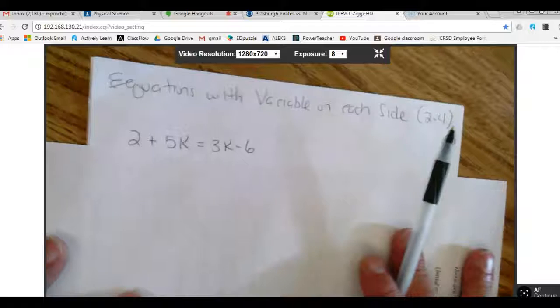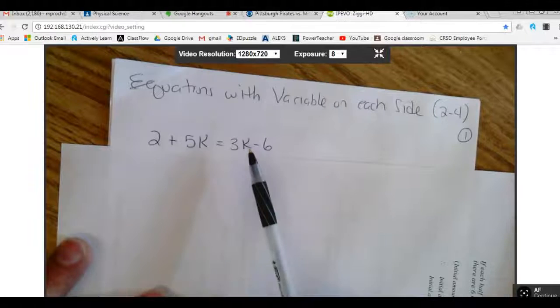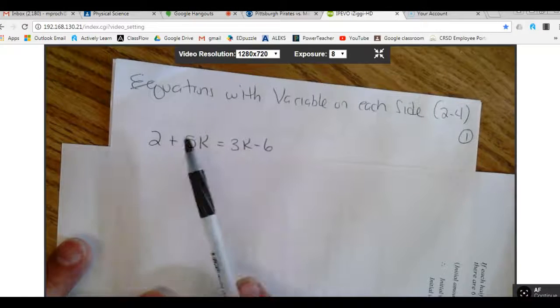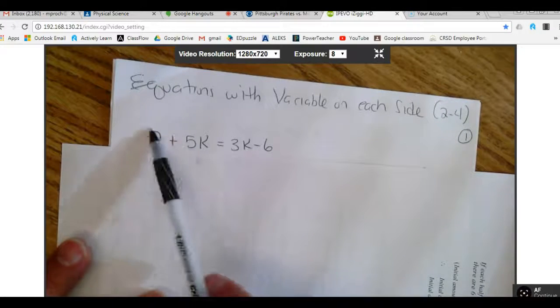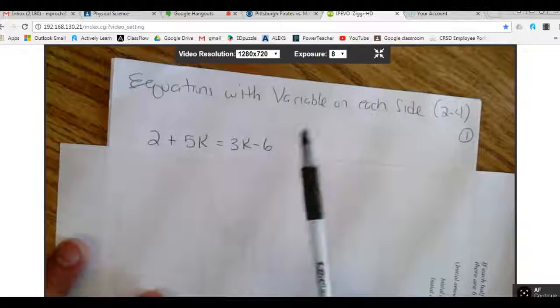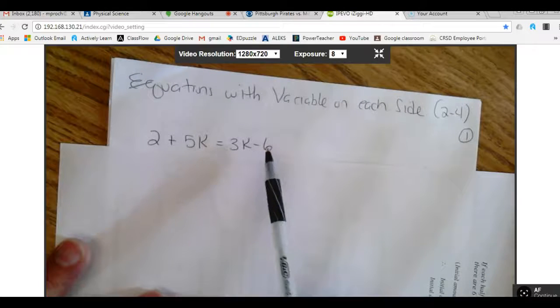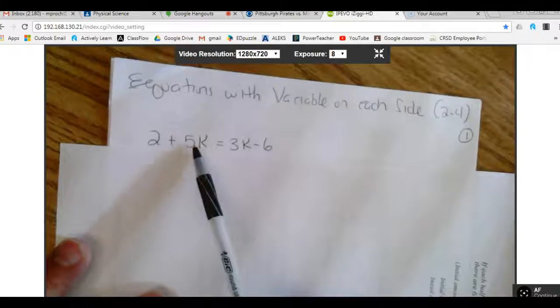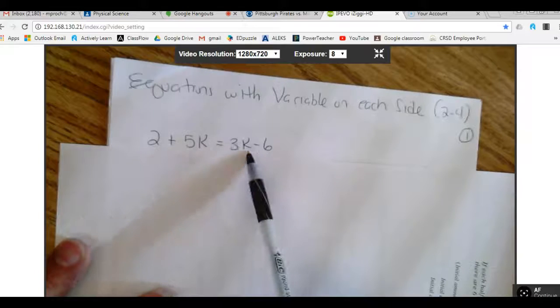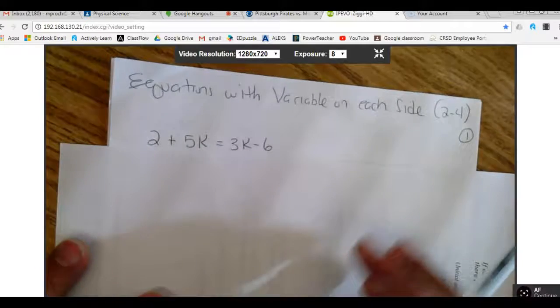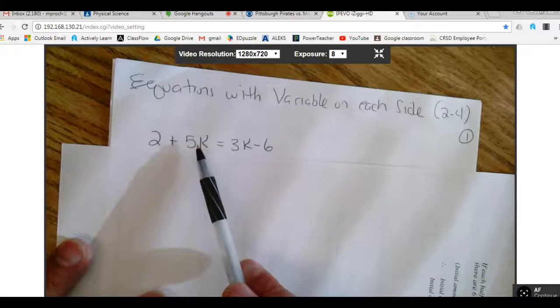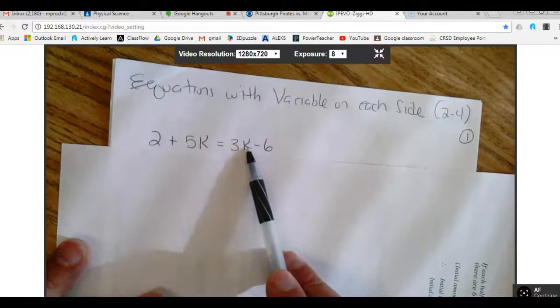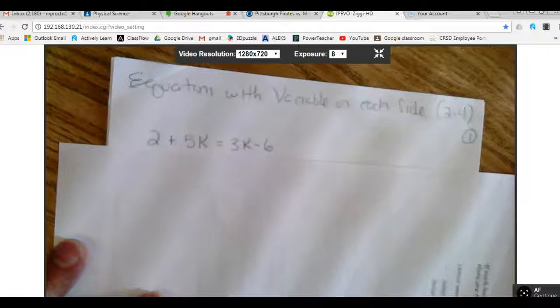And they're not really that much different than the ones where we collect, or move one term to the other side, right? Okay, so when we have a problem like this, the best place to start is with the variables, the constants that have variables attached. So the first thing we want to do is decide to either move the 5k or the 3k. Which one do you think is the best one to move?